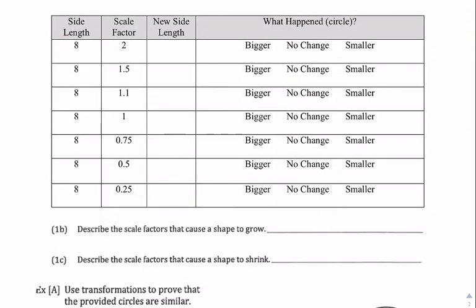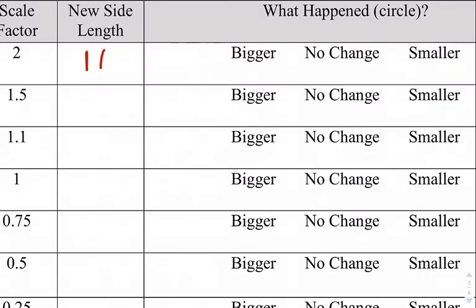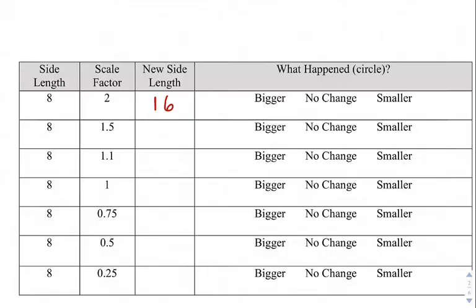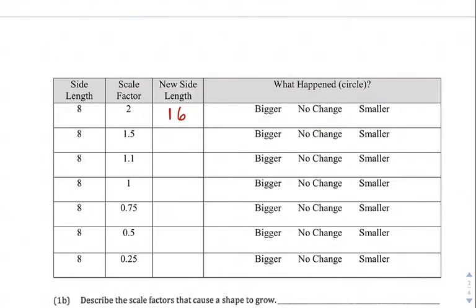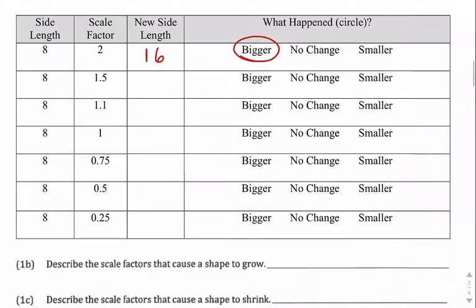Moving on, I want you to fill in this chart. So remember scale factor, that was from Unit 7. So if I have a side length of 8 and I have a scale factor of 2, remember you want to multiply it. So 8 times 2 is 16. So we went from 8 to 16. Did it get bigger, no change, or smaller? 16 is clearly bigger than 8, so it got bigger. So I want you to pause the video and then fill out this chart and then try 1B and 1C.